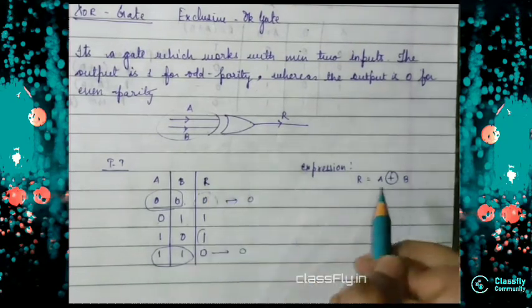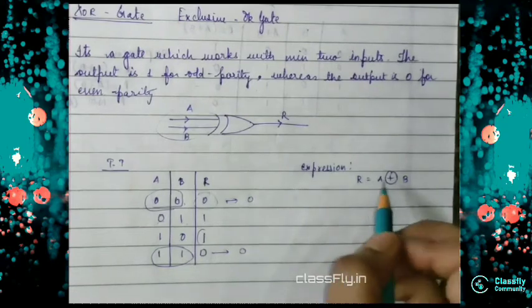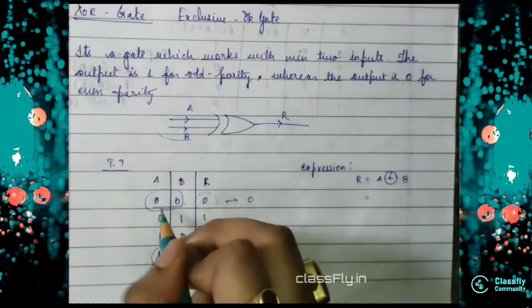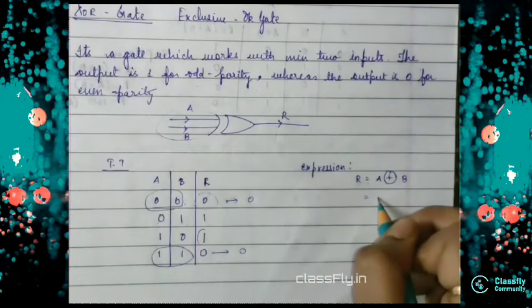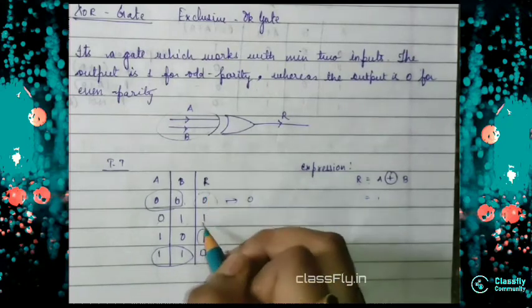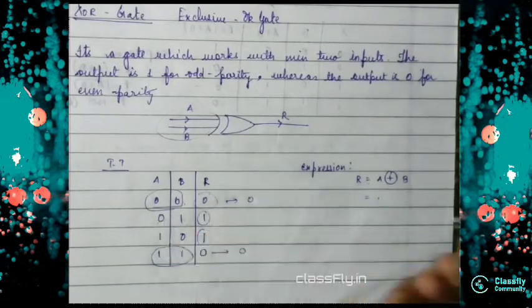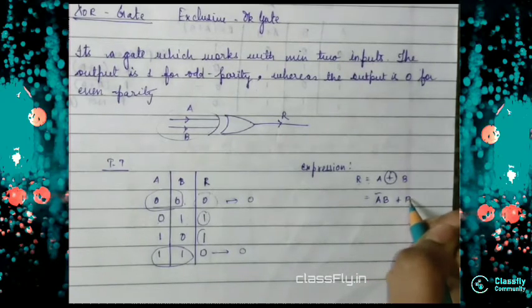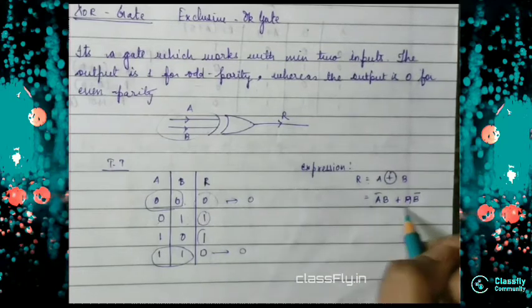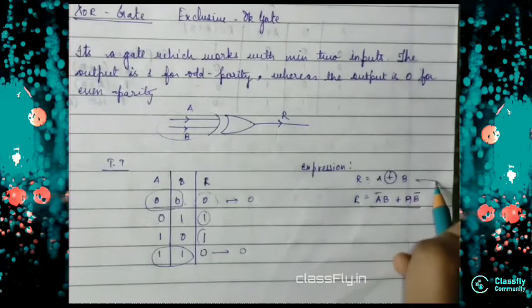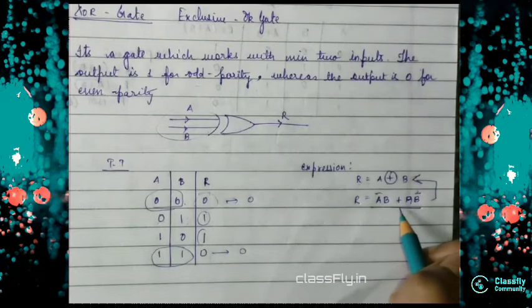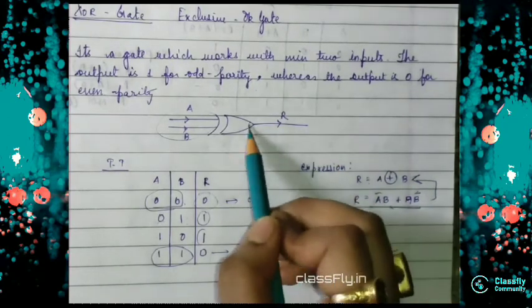Okay, now see. The expression for this is R is equal to A XOR B, or, as I said, where R is 1 I will write A bar B plus A B bar. I can also write like this, R is equal to A bar B plus A B bar. This only says that it is XOR gate. If you see this equation, you can also say this is a XOR gate, and it will always have one output.